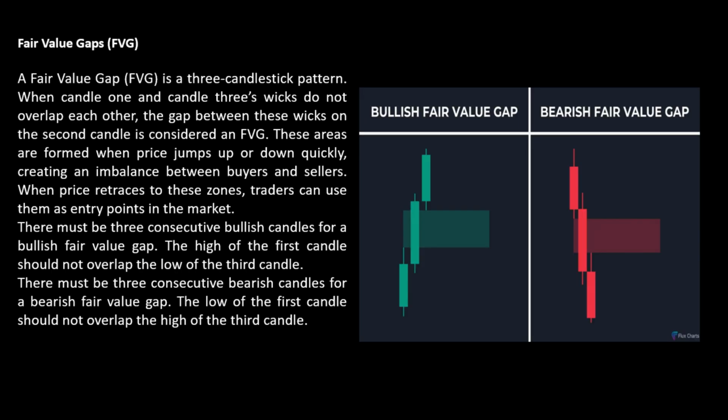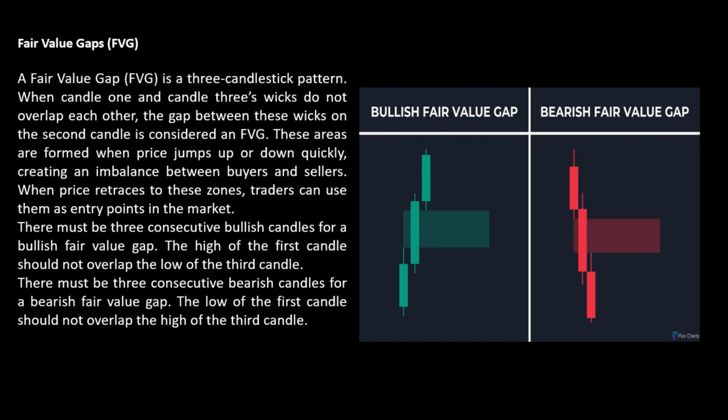Fair value gaps, FVG. A fair value gap, FVG, is a three-candlestick pattern. When candle 1 and candle 3's wicks do not overlap each other, the gap between these wicks on the second candle is considered an FVG. These areas are formed when price jumps up or down quickly, creating an imbalance between buyers and sellers. When price retraces to these zones, traders can use them as entry points in the market.